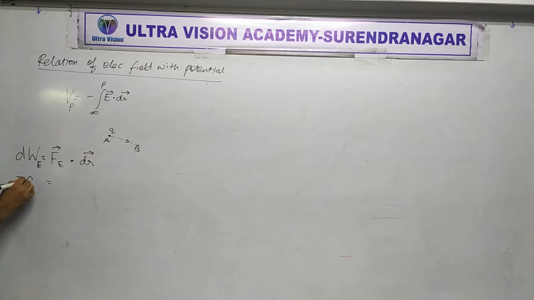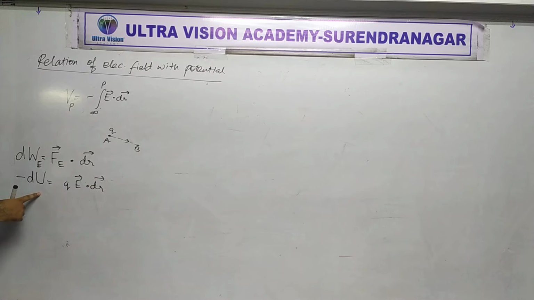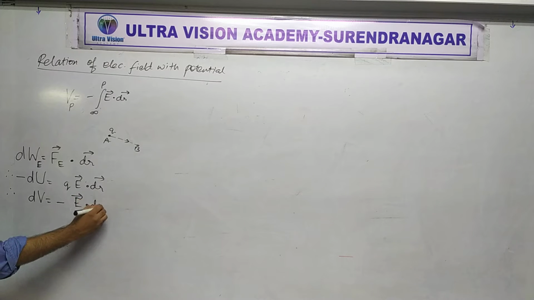Now dW is minus dU. Work done by a conservative force is the negative of the change of potential energy. That is equal to F vector dot dr vector. Instead of F vector, I write qE vector dot dr vector, and divide by q on this side. What is U by q? V. So dV can be written as minus E vector dot dr vector. Clear or not?